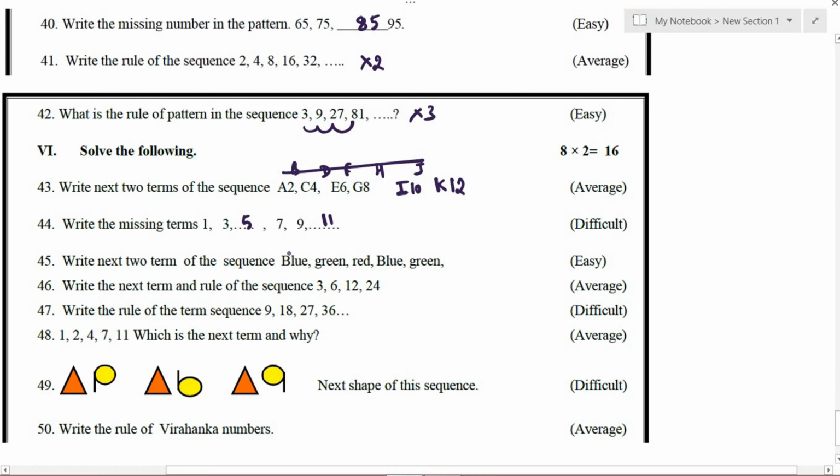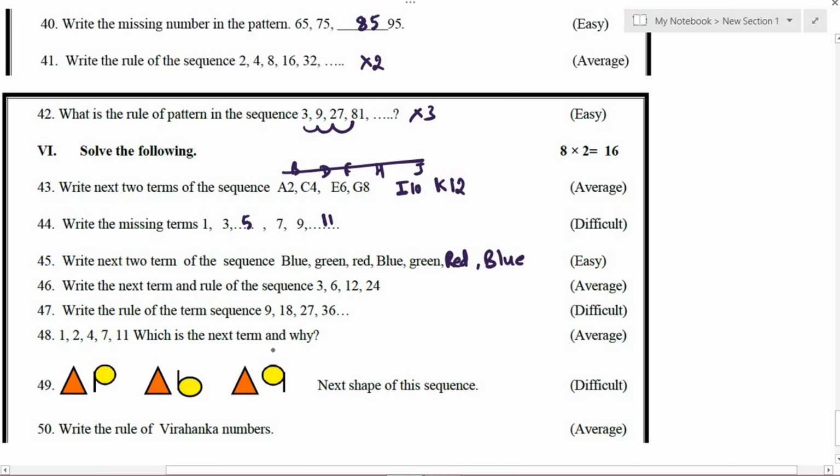Write the next two terms of the sequence: blue, green, red. Again we have to write blue, green, red. After red, again blue, so I have to write red, blue. Therefore, the correct answer is blue.